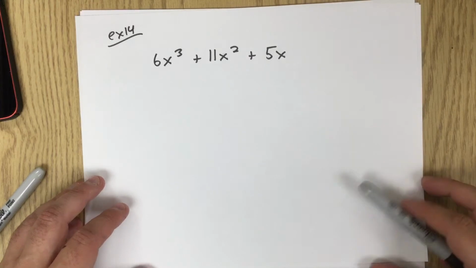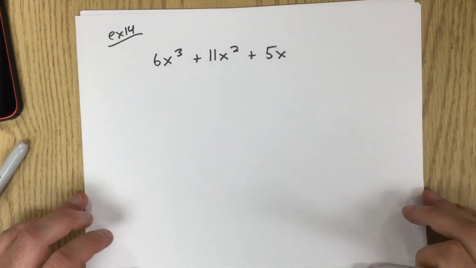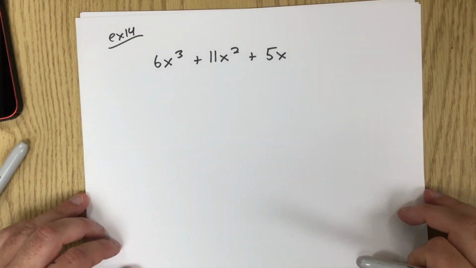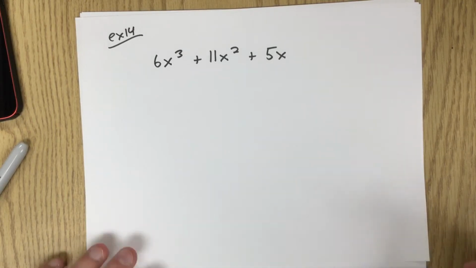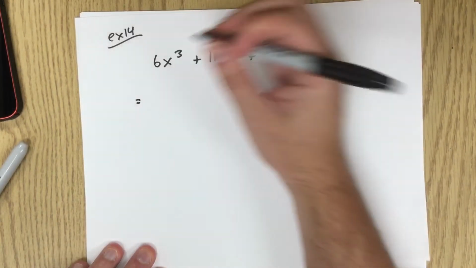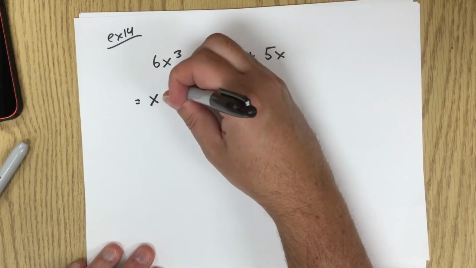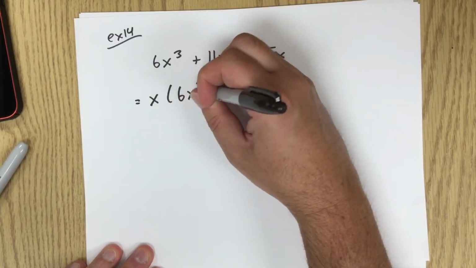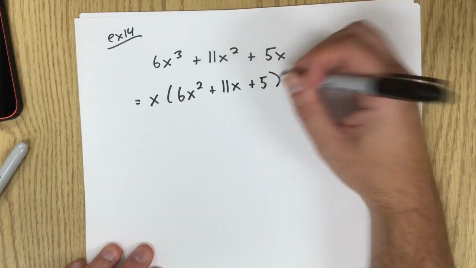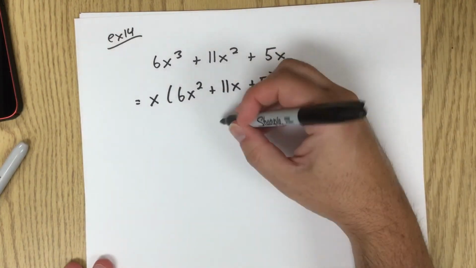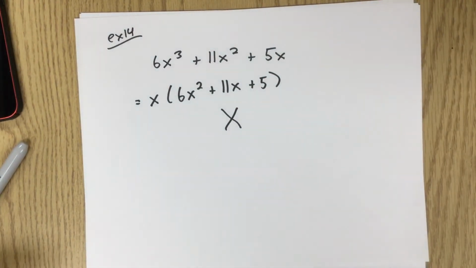Okay, here we have x cubed. We do not know how to factor cubics yet. So cubics are things with an x cubed. However, this is not really a cubic. It looks like a cubic, but it's not a cubic. Why is it not a cubic? Because there's a common factor. What's common? We have an x in common. So that's going to be x times 6x squared plus 11x plus 5. And then we just go ahead and factor that one.